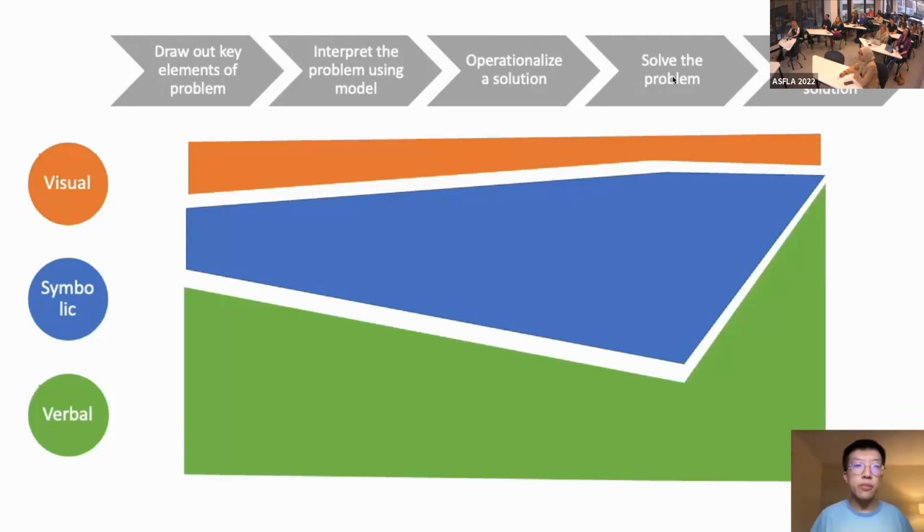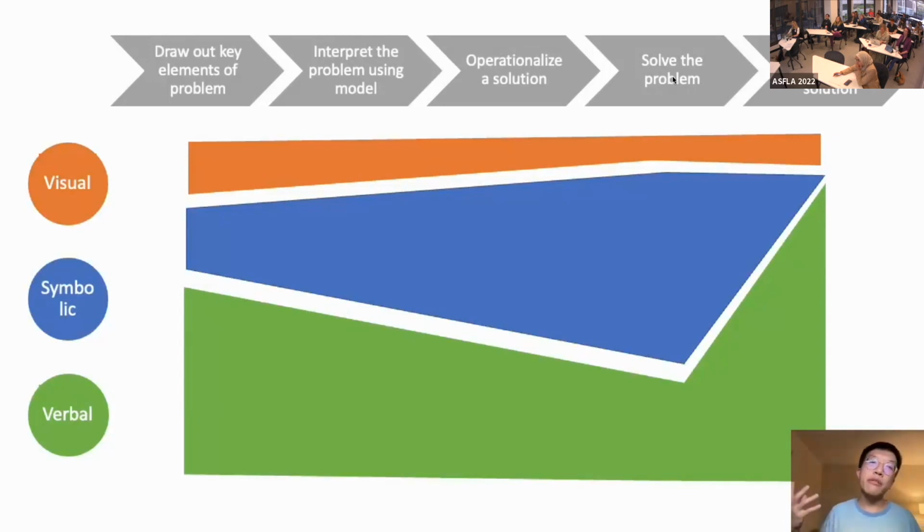The usage of the verbal mode is very similar to the visual mode. It takes a large portion because people have to read out the problem. Then, because the usage of math becomes larger and larger, the situation becomes more and more abstract, and the usage of verbal parts gets smaller. Then finally, when we have to interpret and check the solution, it becomes larger again.